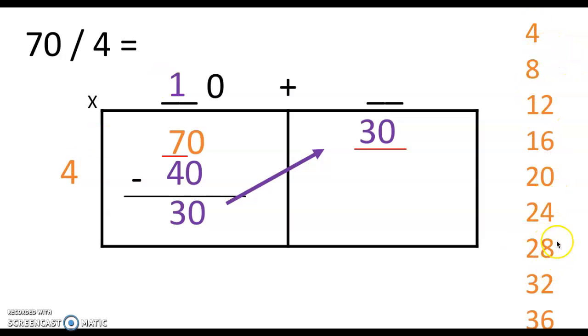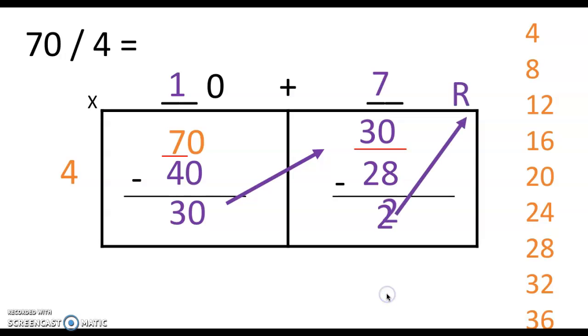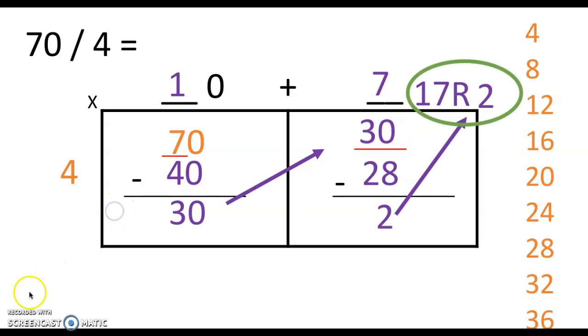I see 28. To get 28, I did 7 times 4, or I skip counted 7 times. When I subtract those, it gives me 2, which is my remainder that I'm going to bring up to the top. My answer I find right here, which is 17, with a remainder of 2.